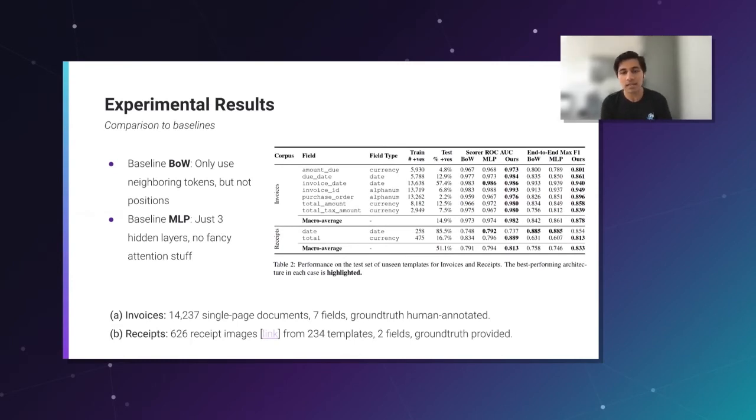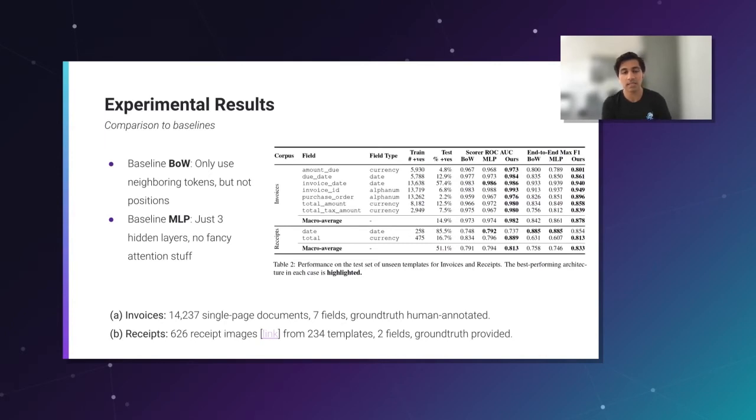So the next portion is experimental results. The one slightly unfortunate thing about this paper, I think, and this might just be true about the field in general, is that there aren't necessarily obvious comparisons or standardized benchmarks for comparing information extraction on different problems. So the two data sets that this paper used are an invoice data set and a receipt data set.